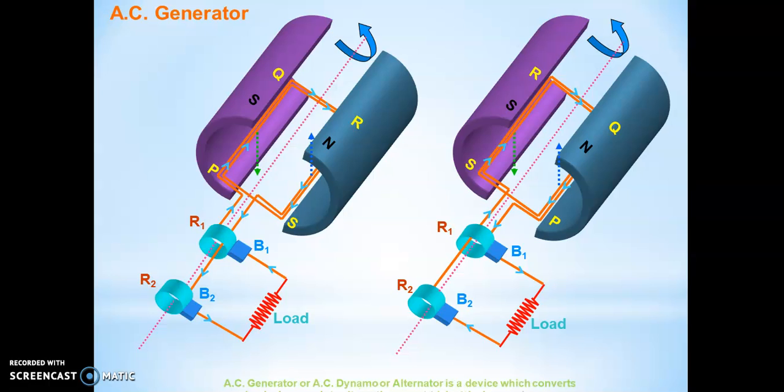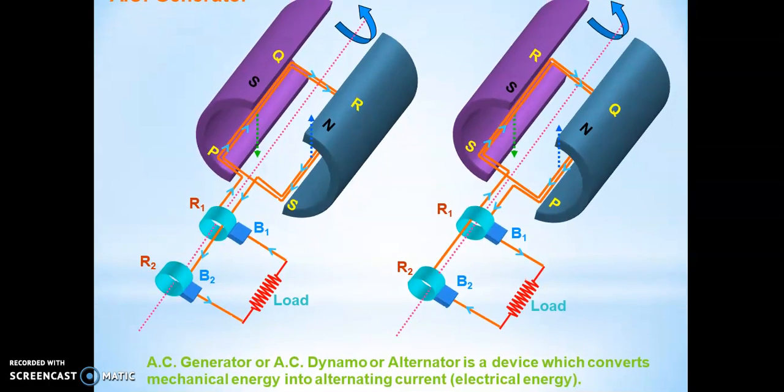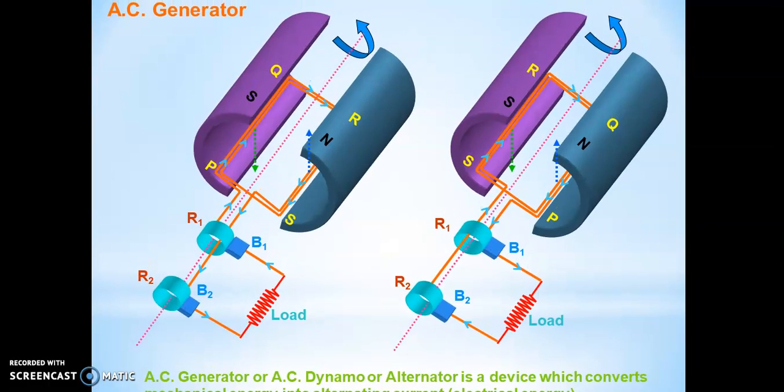So the AC generator, or we also call it an AC dynamo, is an alternator, a device which converts mechanical energy into alternating current. Clear? Now we move to the next slide.